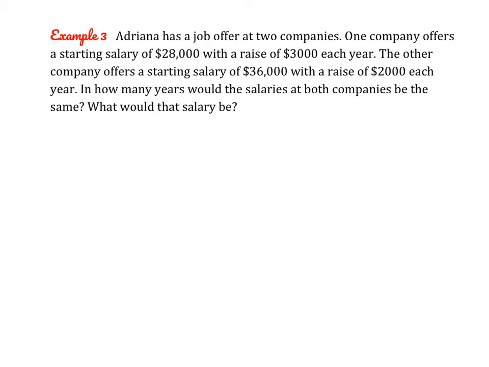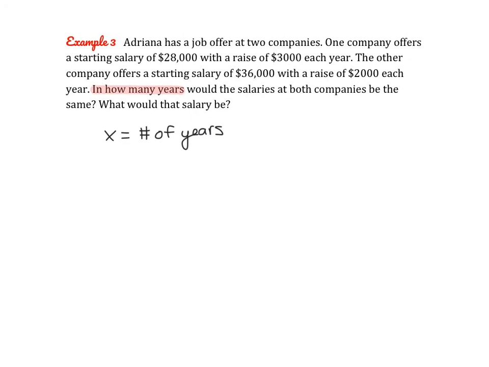So first, let's define our variable. Since they're asking us in how many years, that's going to help us define our variable. So let's say x equals number of years. Okay, so we're wondering if we can make an equation that shows when one company's salary is going to equal the other company's salary. So we'll have when company, I'll call it company A, the first company is equal to company B.